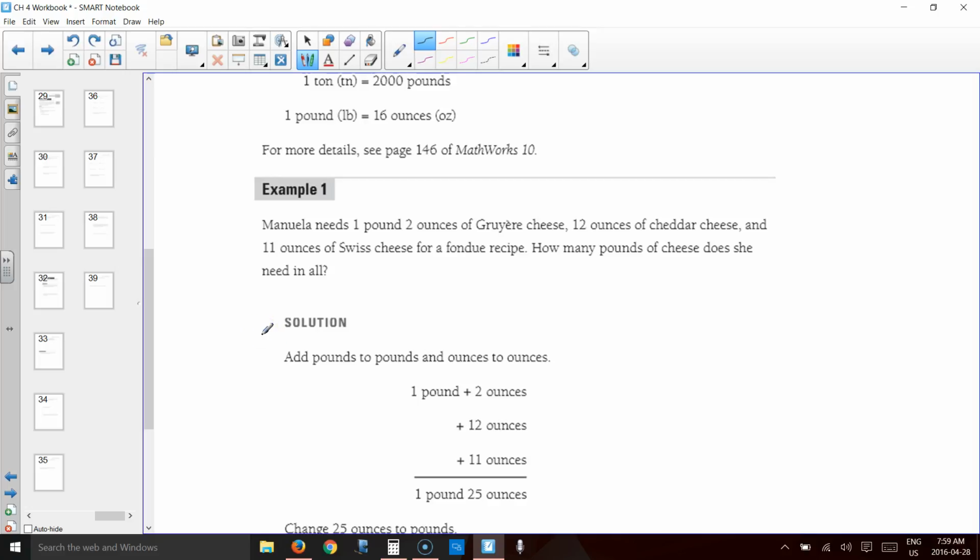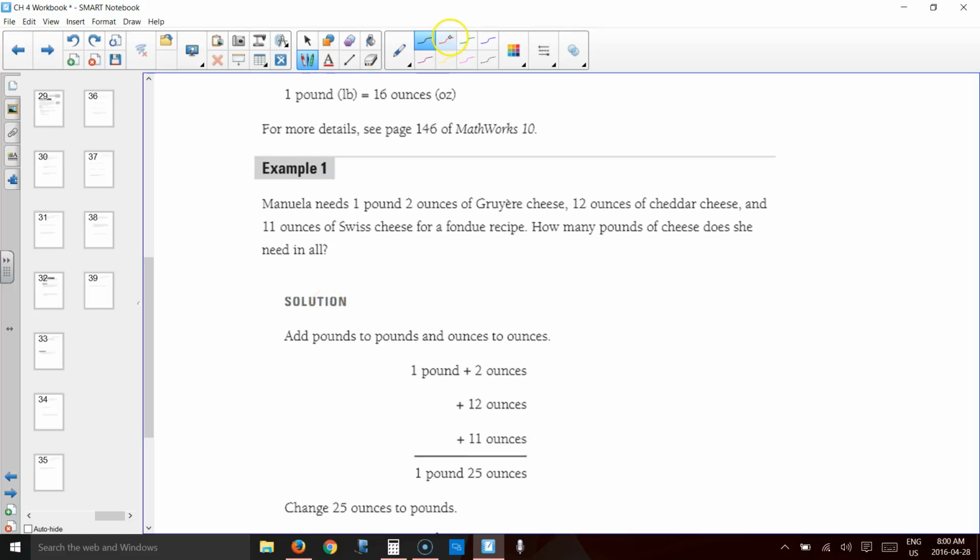Alright, example 1. Manuela needs 1 pound, 2 ounces of Gruyere cheese, 12 ounces of cheddar cheese, and 11 ounces of Swiss cheese for a fondue recipe. How many pounds of cheese does she need in all? There's a couple different ways to do this question. I'm going to cover my two favorite ways, which I believe are the easiest.